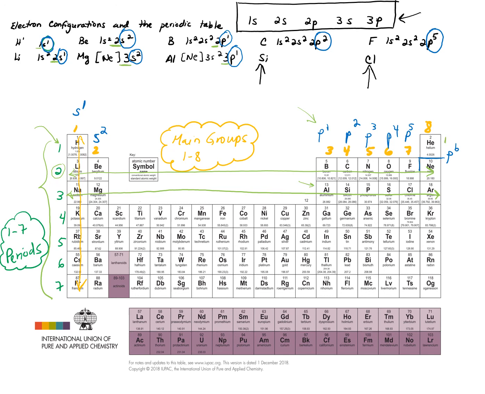Period 1, hydrogen and helium. Period 2, from lithium all the way to neon. Period 3, from sodium all the way to argon.